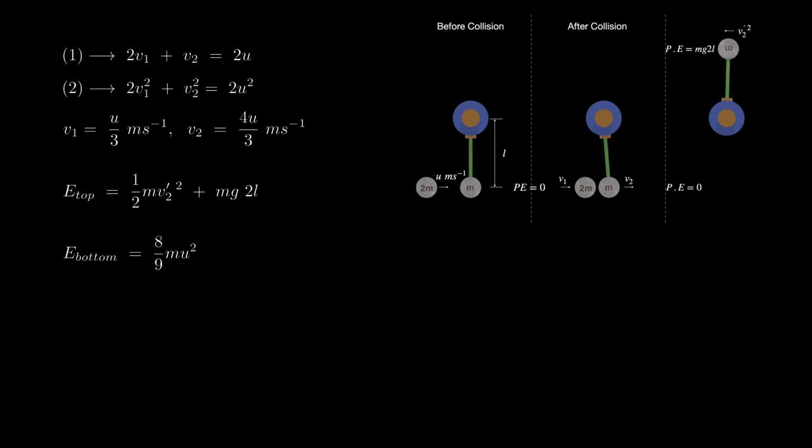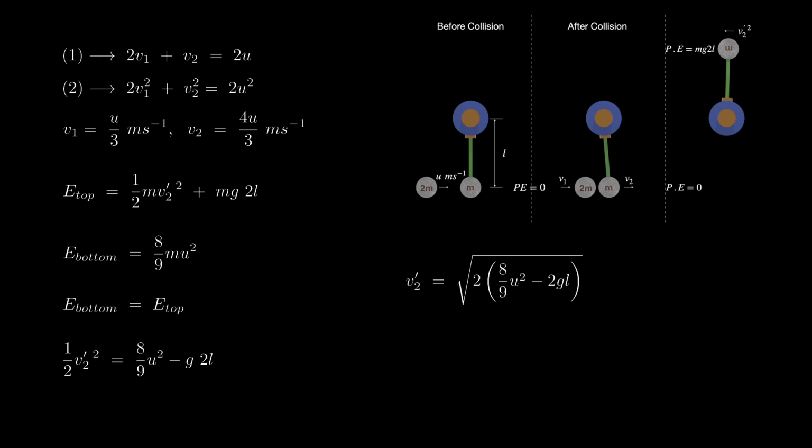Since there are no external forces acting on the system, as the sphere moves, mechanical energy is conserved. Consequently, the total mechanical energy at the bottom of the vertical circle is equal to the total mechanical energy at the top of the circle. By combining the expressions for kinetic and potential energy, we can derive a function that relates the velocity of the sphere at the top of the vertical circle to the initial velocity of the 2m sphere.